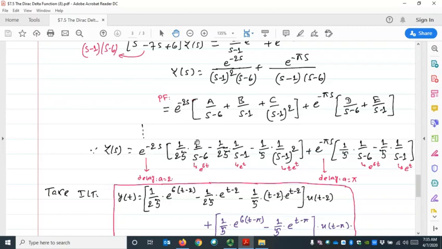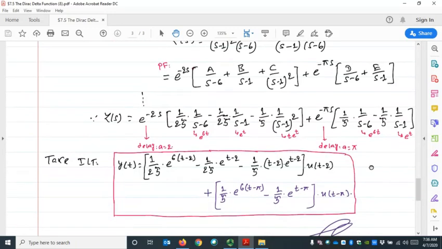The inverse Laplace transform of 1 over s minus 6 is simply e to the 6t. The inverse Laplace transform of 1 over s minus 1 is e to the t. The inverse Laplace transform of 1 over s minus 1 square is t times e to the t. Similarly here, the inverse Laplace transform of 1 over s minus 6 is e to the 6t, and the inverse Laplace transform of 1 over s minus 1 is e to the t. Then delay by pi in this expression, delay by 2 in this expression.